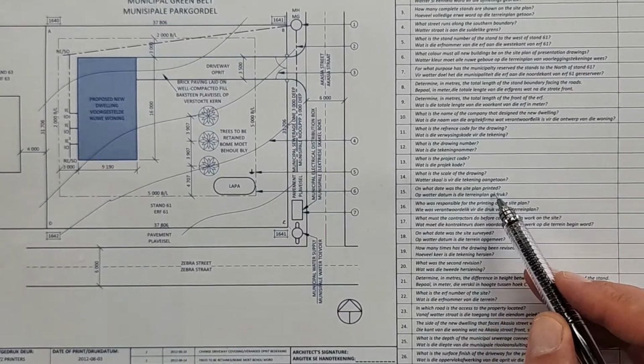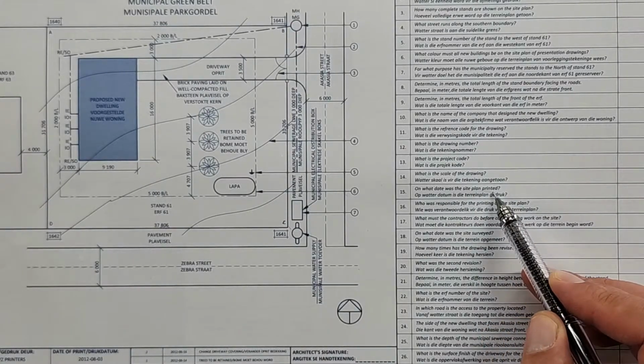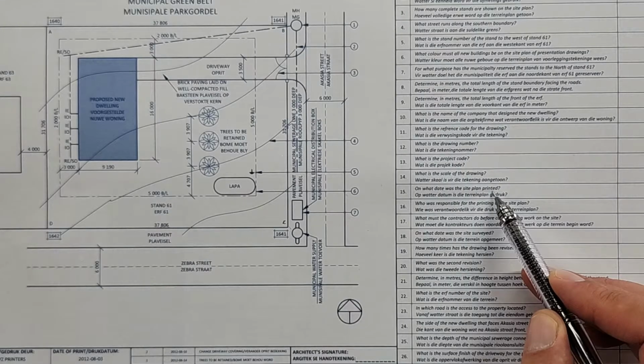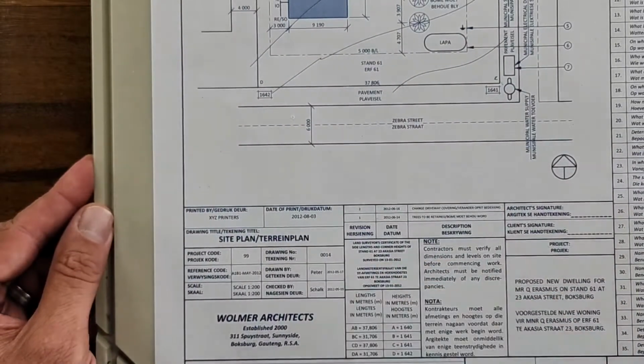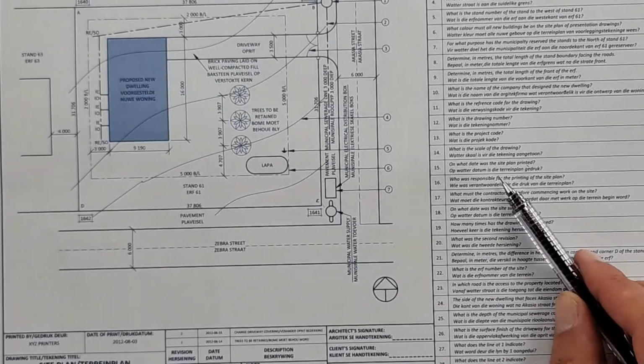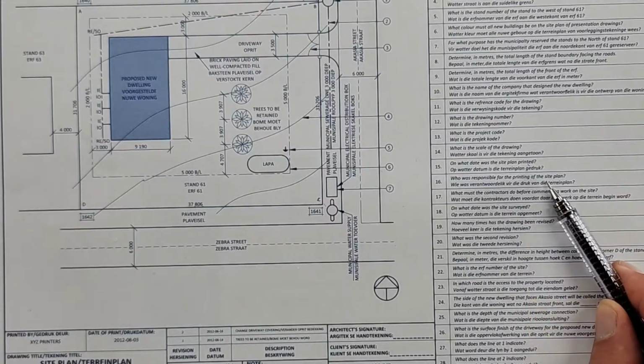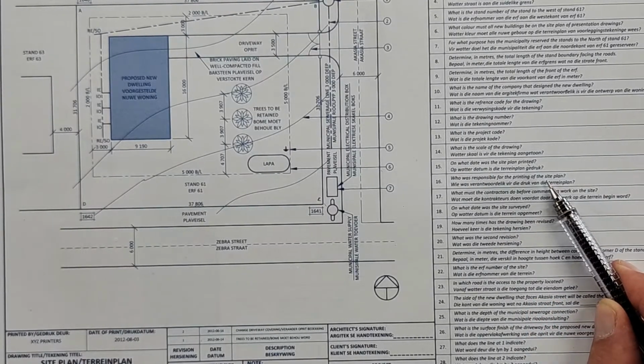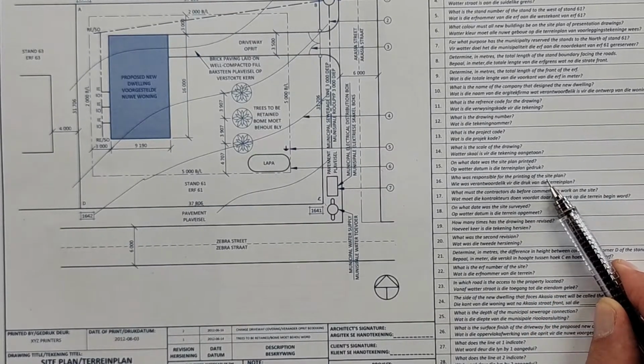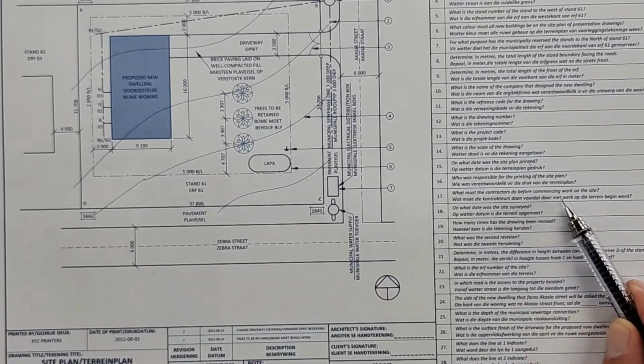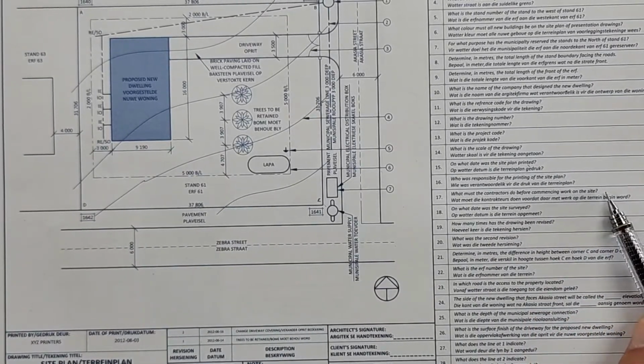On what date was the site plan printed? Printed on the 3rd of, there it says. Okay, again, please, most of these answers you're going to find quite easily. Who was responsible for the printing of the site plan? Printed by XYZ printers. It says it there. What must the contractor do before commencing work on site? That's a common question they ask.